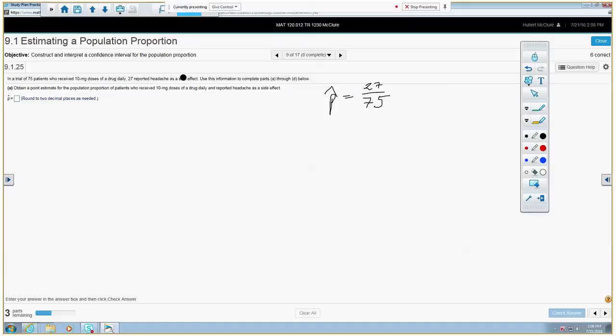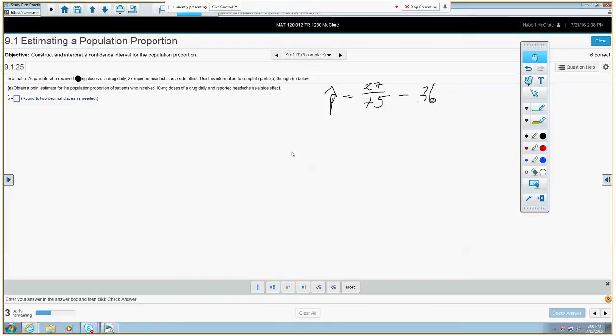It's irrelevant. All right. So that's that answer. And you said it came out to be what? 0.36. And go ahead and tell what Q hat is. Q hat is going to be 0.64.